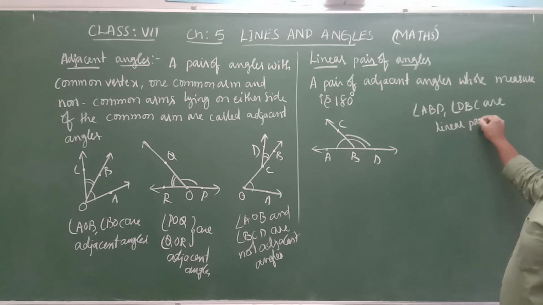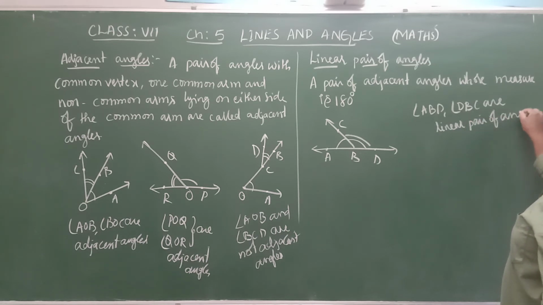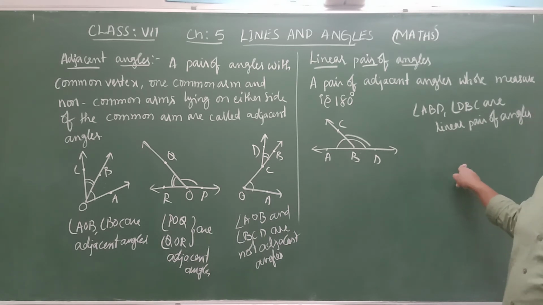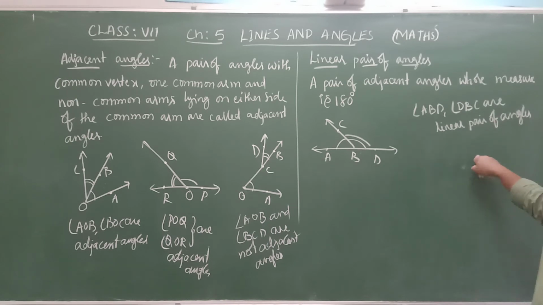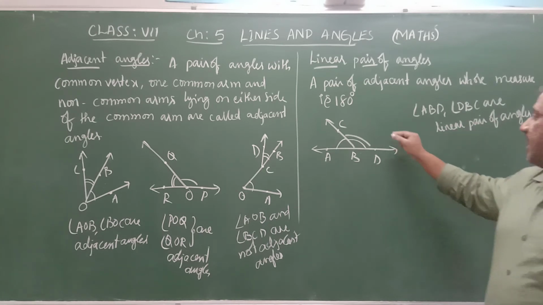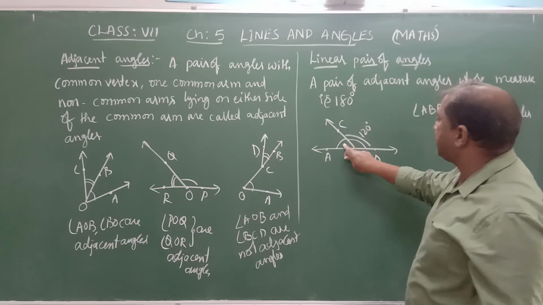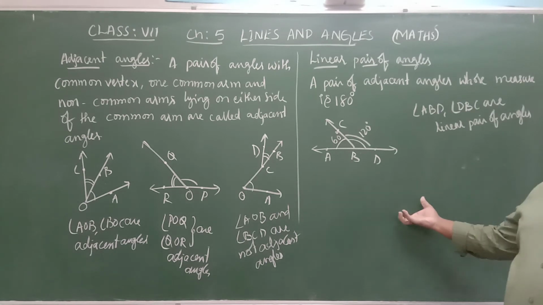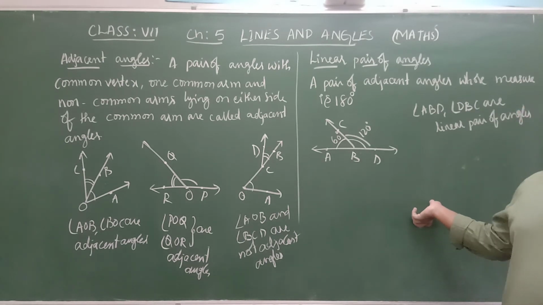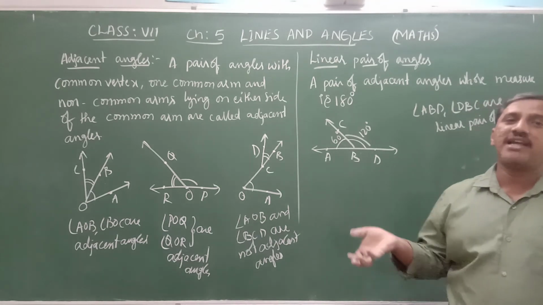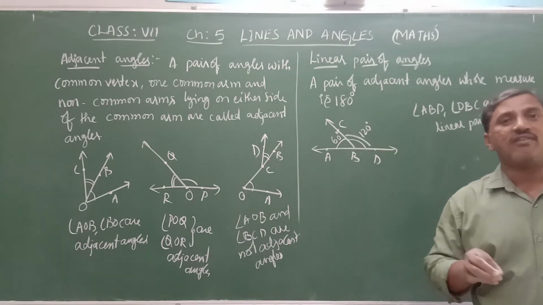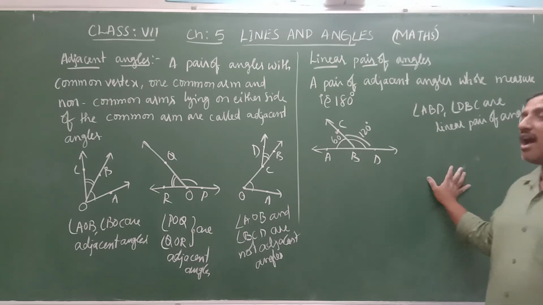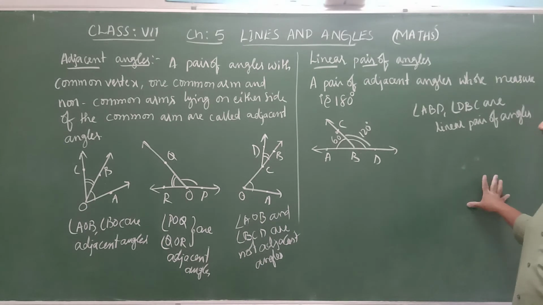Linear pair of angles means their measure is equal to 180 degrees. It means if one is 120 degrees, the other will be how much? 60 degrees. Similarly, if we know one angle of a linear pair, we can find the other angle by subtracting the known angle from 180 degrees.